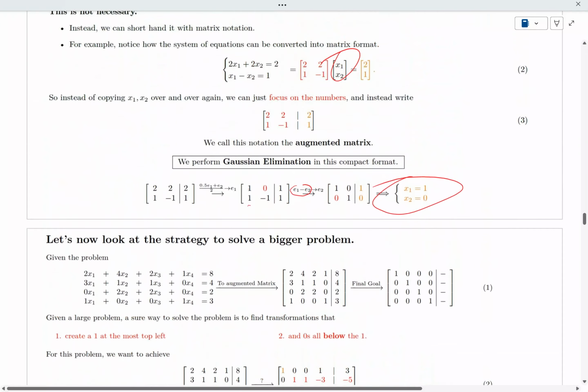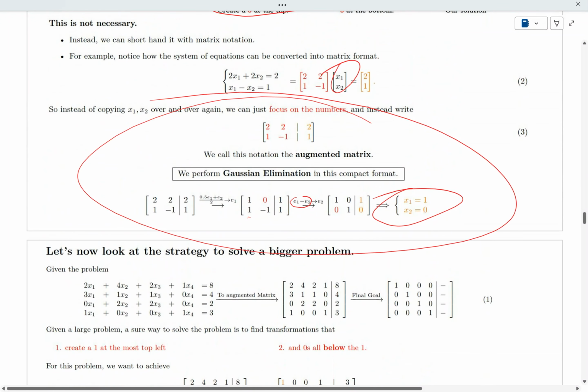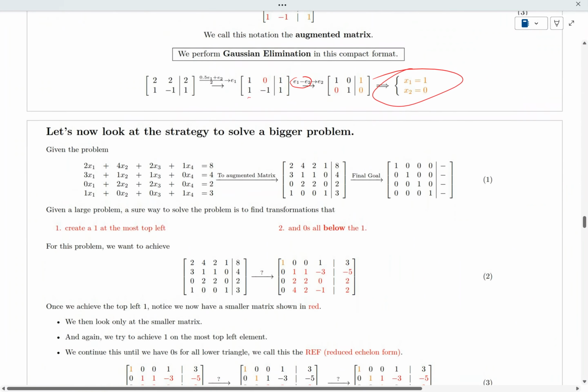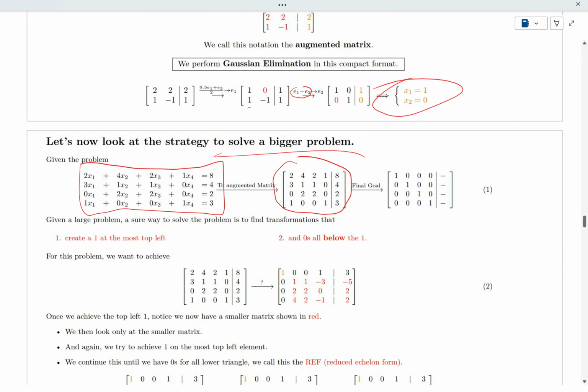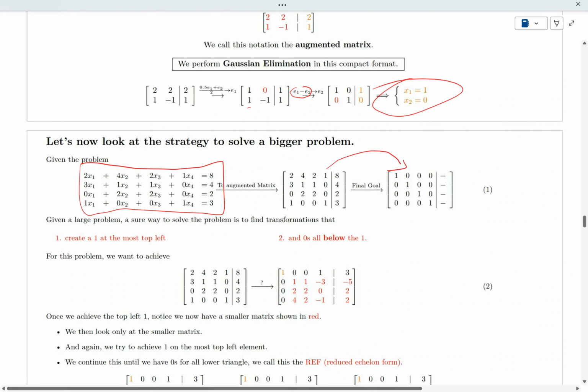Now this same idea applies even if we have a much larger problem, like so. We take this larger problem, convert it into an augmented matrix, and then little by little, we reach the reduced row echelon form, RREF. And again, your goal is to get all the bottom and all the top triangles to be zero.